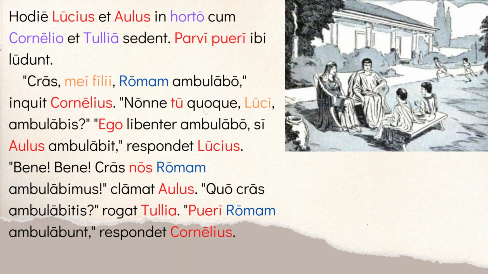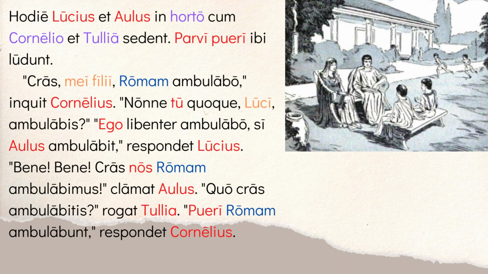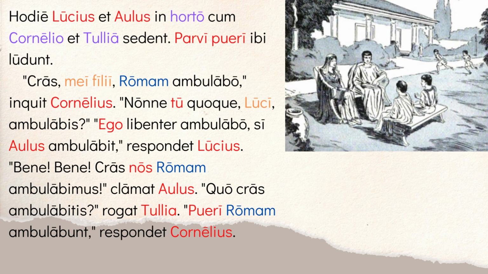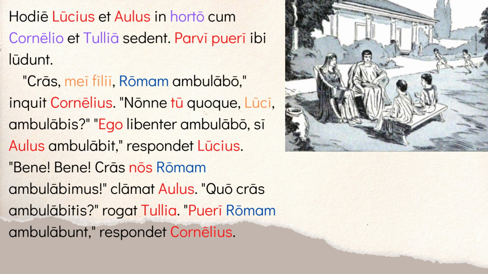So it starts today with hodie, today, right? Then you have Lucius et Aulus in horto cum Cornelio et Tullia sedet. So today, Lucius and Aulus are sitting, sedet, present tense, they're sitting in the garden with Cornelius and Tullia, right? With their mom and dad.